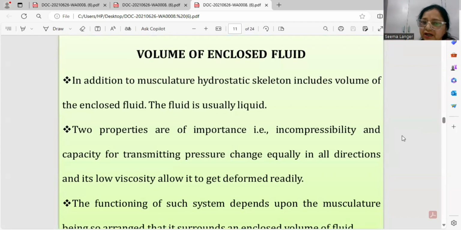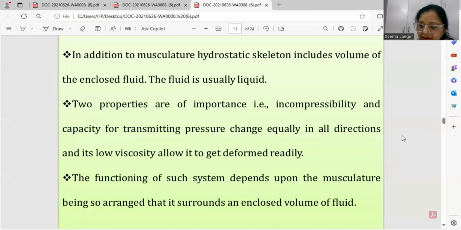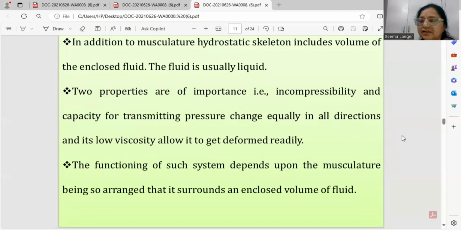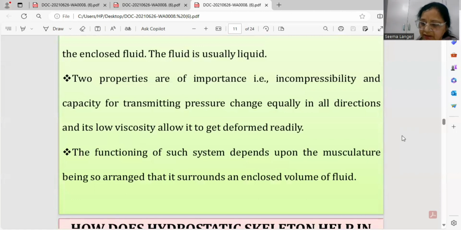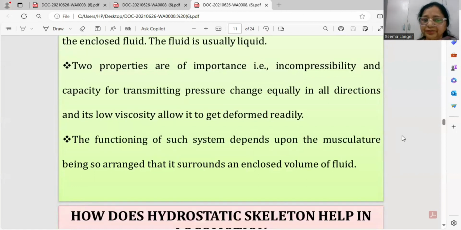So two properties are of importance: incompressibility and the capacity for transmitting pressure changes equally in all directions, which are the basic characteristics of fluid or water. When pressure is applied, meaning when the muscles contract, the shape of the body changes. This pressure is transmitted in either direction. So the body may lengthen, and by alternate contraction and relaxation of transverse muscles and longitudinal muscles, the body lengthens and shortens, and the animal is capable of transforming this pressure into locomotion.